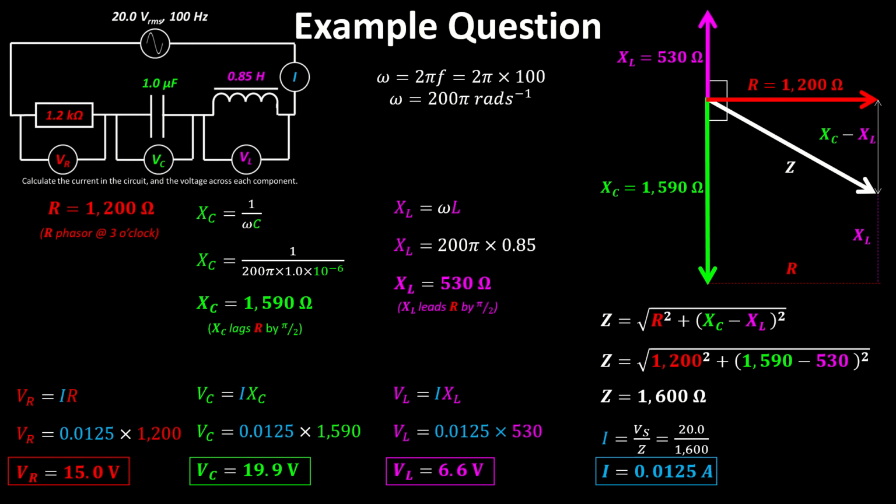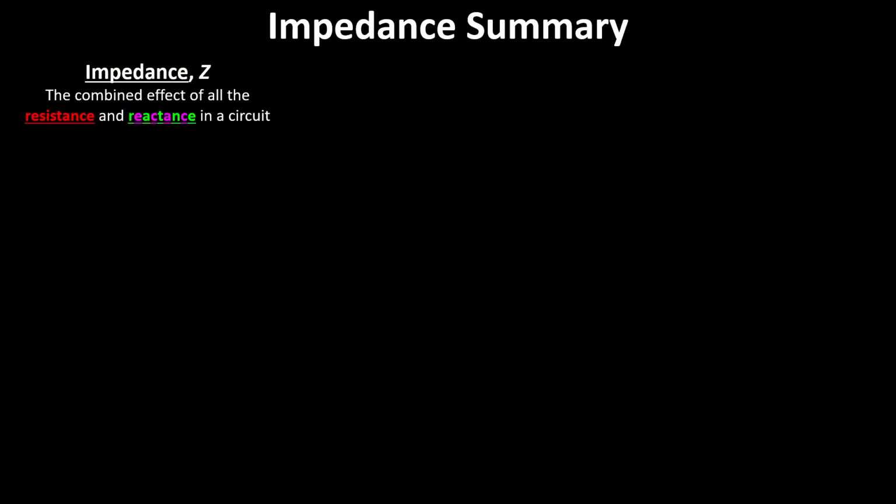Okay, so we can calculate all of those things, knowing how to calculate each individual reactance and how they relate in a phasor diagram. So, a quick summary of all this. The impedance is the combined effect of all the resistance and reactance in a circuit, which is defined basically by a slightly different version of Ohm's law. Z is the supply voltage divided by current.